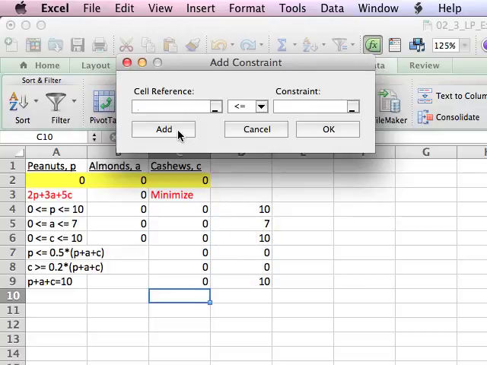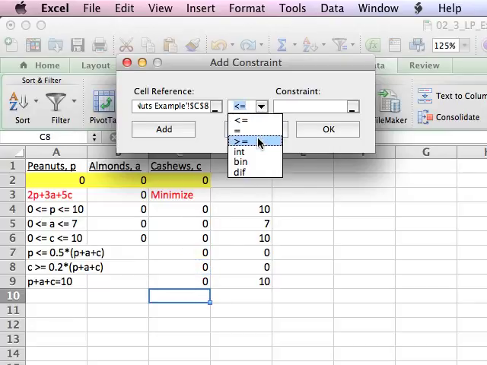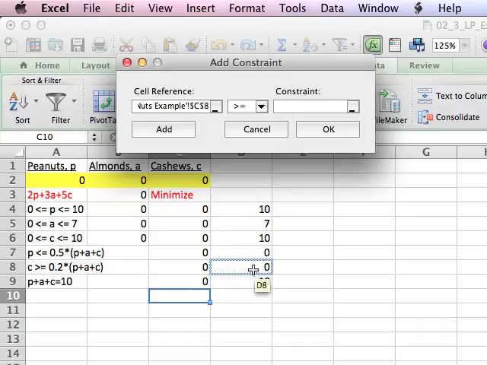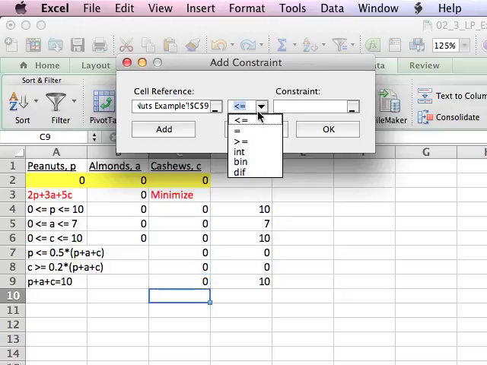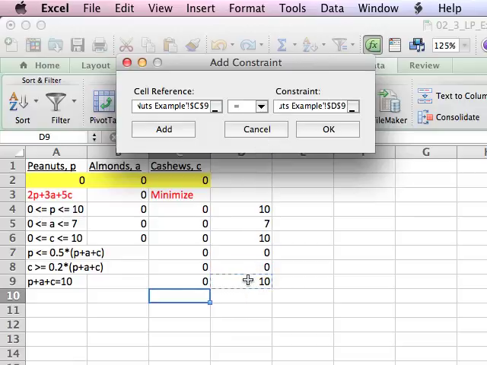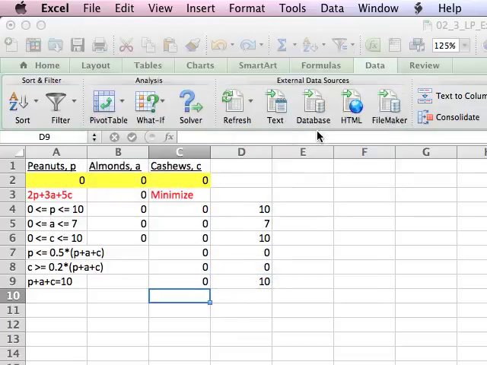Alright, so the rest should be relatively easy because there's only one per row. So now on to row 7. I want this to be less than or equal to this. Row 8, I've got this is now greater than or equal to this one. And then for the final constraint, we're actually going to use that equality for once. So this cell is going to be equal to this cell.